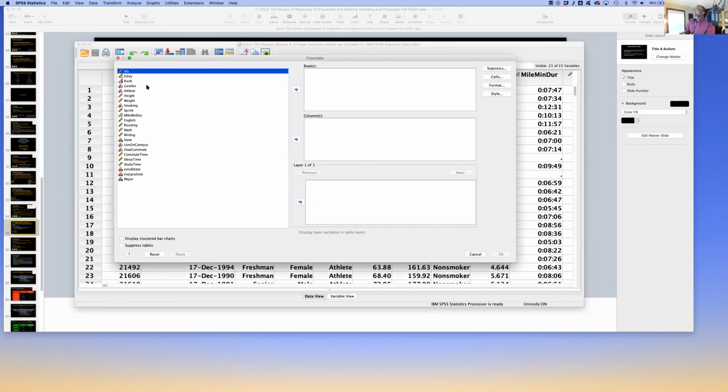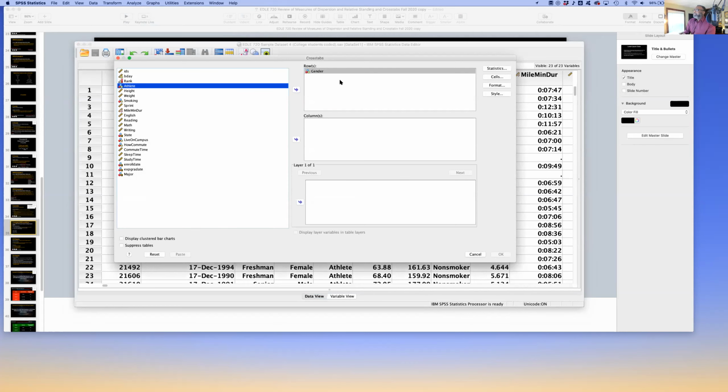Once we're there, we're going to look over here. We're going to make sure that we're picking a categorical variable, and in this case, this is a nominal variable. So we're going to do gender, and we're going to do whether or not they were an athlete. We're going to put gender in a row, and then we're going to put athlete in the column.